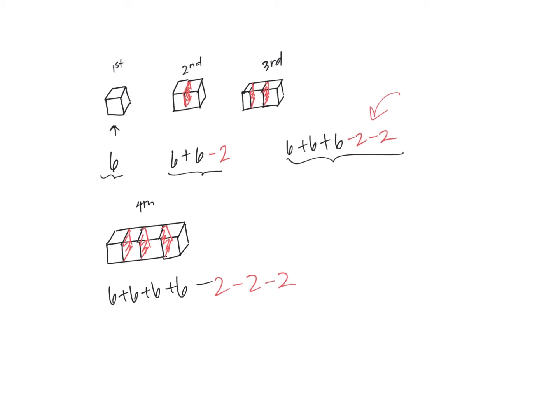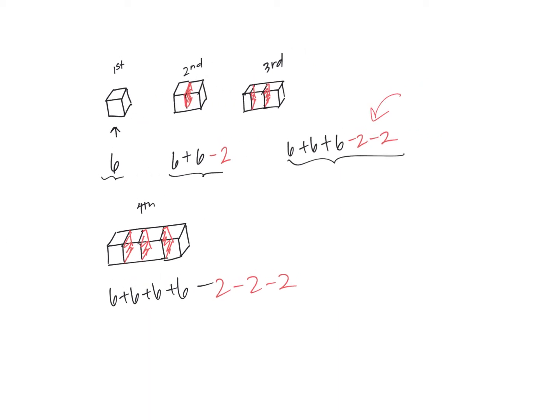But the question said to figure out what the 15th figure would look like. Well, we know what it would look like. It would be 15 of these cubes stuck together. So really quickly I'm like, oh, that's going to be 6, 15 times. But I have to think about, wait, I have to take off those overlapping sections. And if you notice, there's no overlap on these outside parts, so I'm only taking it off for the middles.